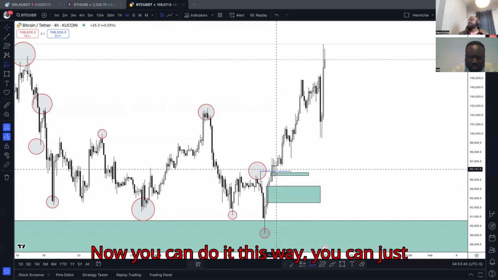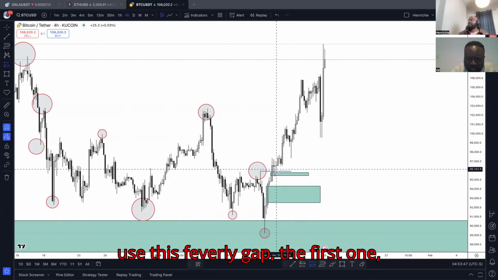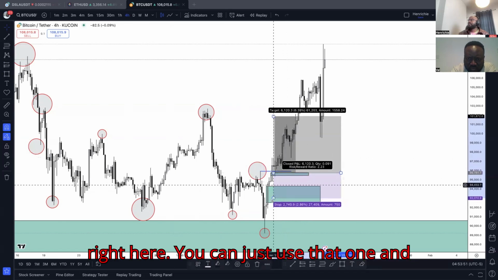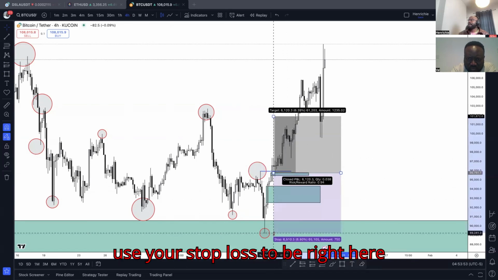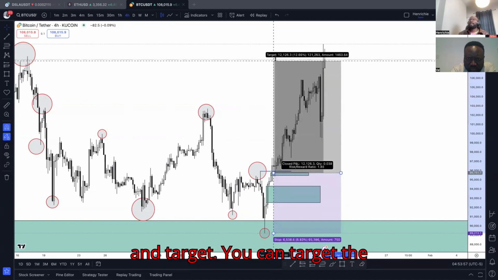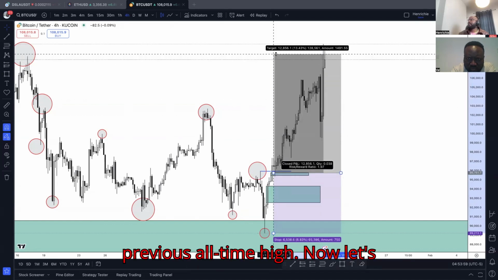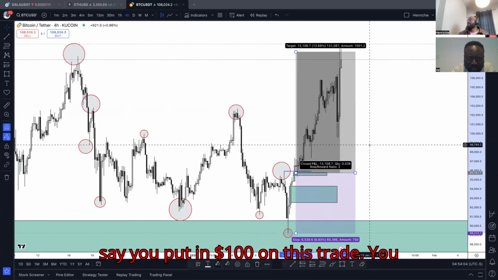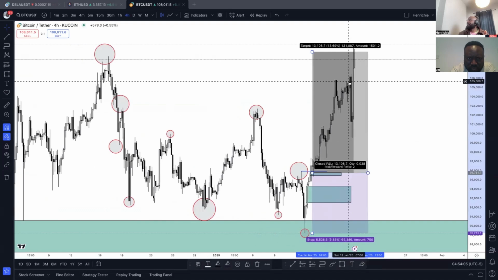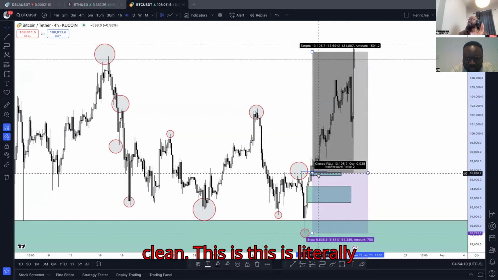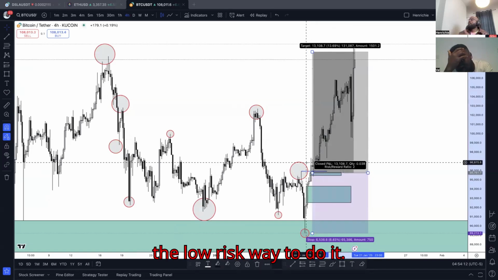Now, you can do it this way. You can just use this fair value gap, the first one right here. You can just use that one and use your stop loss to be right here and target the previous all-time high. Now, let's say you put in $100 on this trade. You would have made $200 clean. This is literally the low risk way to do it.